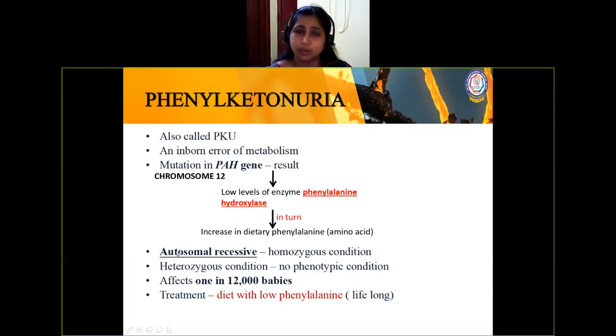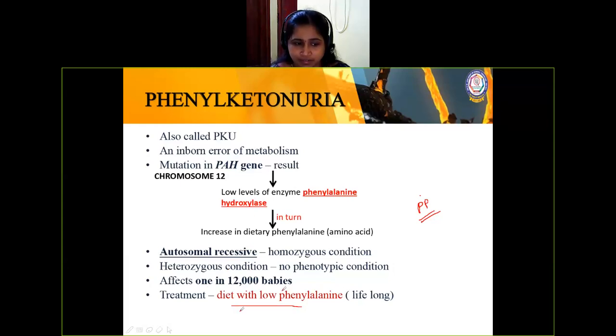Autosome, as just said, is a body chromosome. Recessive means that only when they are in recessive condition will the effect be seen. Both alleles should be in recessive condition. For example, if we say small p, only if they are like this can it be expressed. In the heterozygous condition, there is no phenotypic effect, it will be normal. It affects 1 in 12,000 babies.